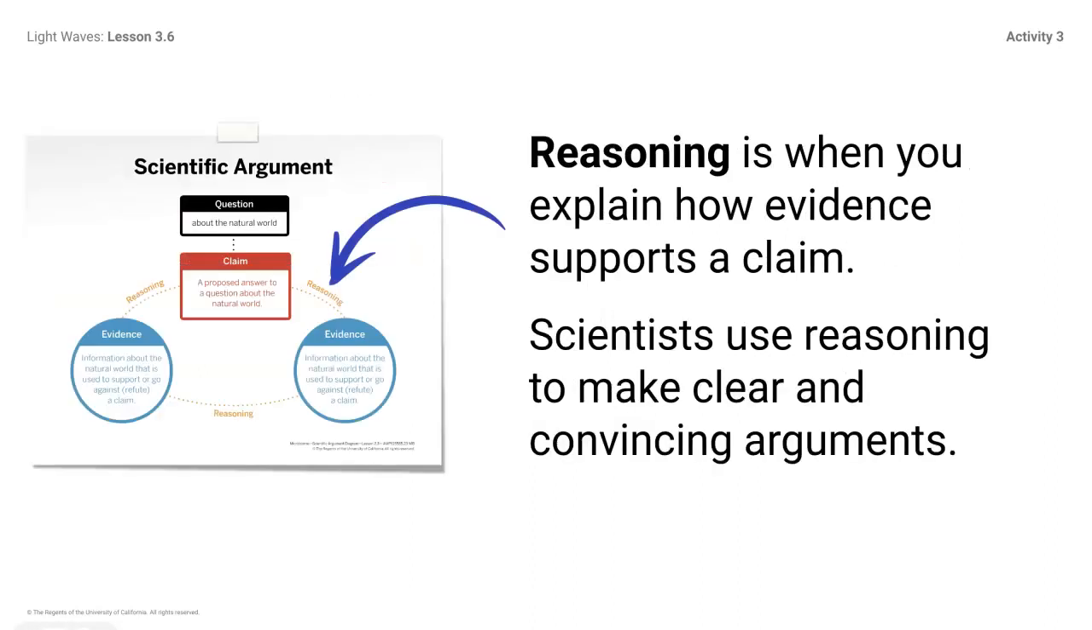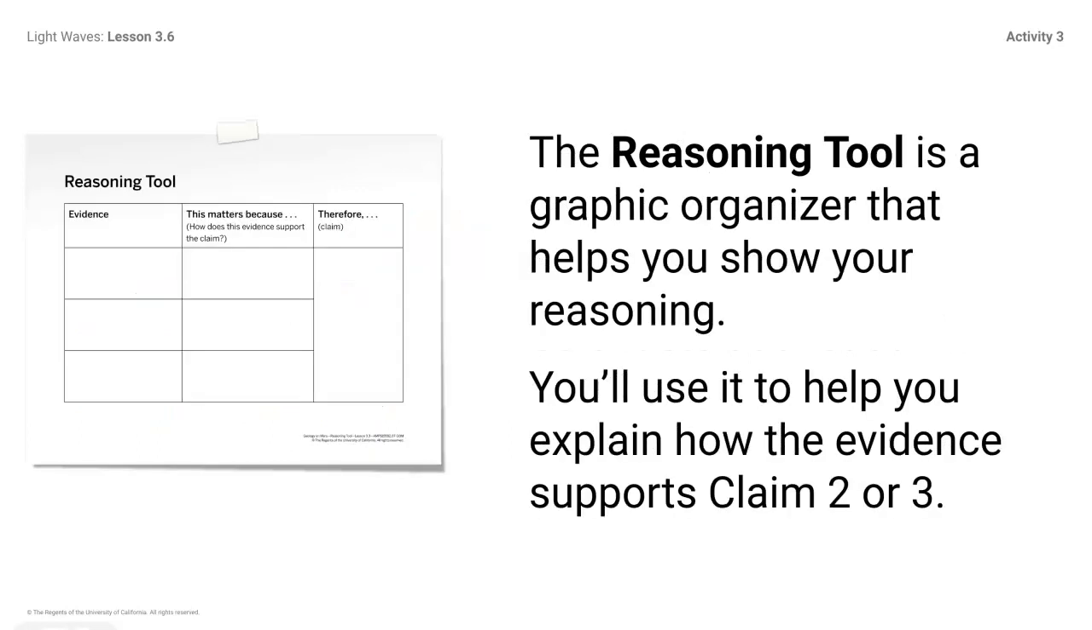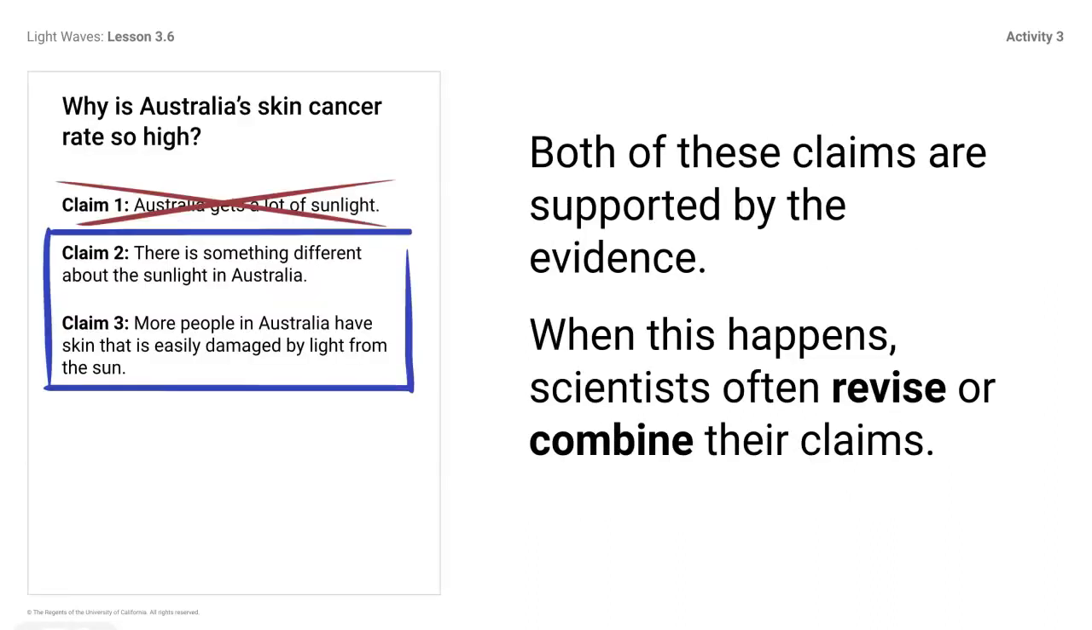2 and claim 3. So your reasoning is when you explain how evidence supports a claim. Scientists use reasoning to make clear and convincing arguments, and you'll want to do that in your statements. The reasoning tool is the graphic organizer that helps you show your reasoning. You'll use it to help you explain how the evidence supports claim 2 or claim 3. Both of these claims are supported by the evidence. When this happens, scientists often revise or combine their claims.